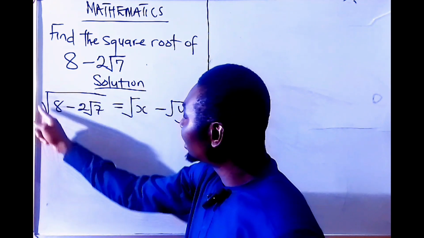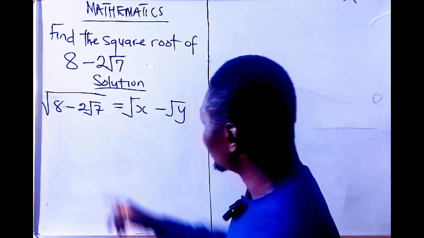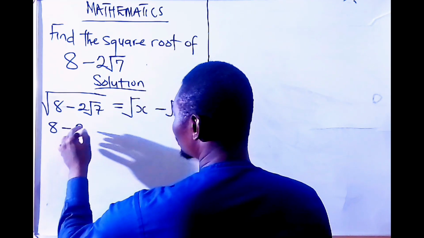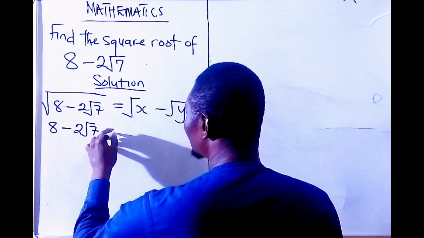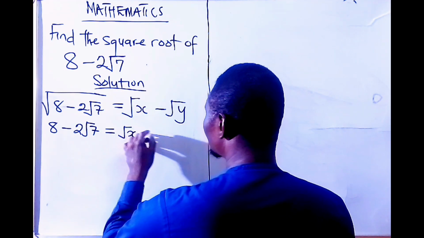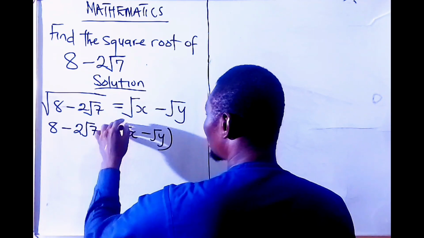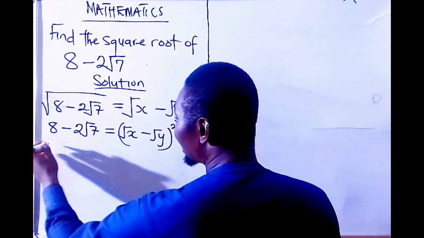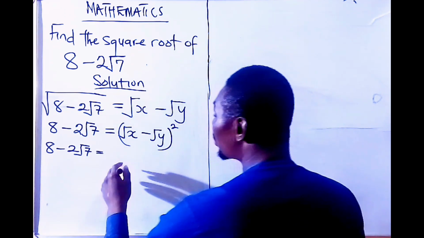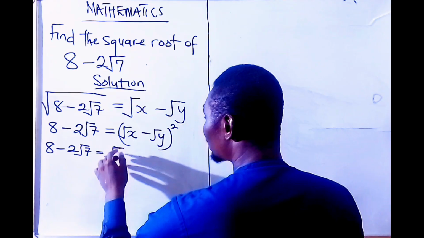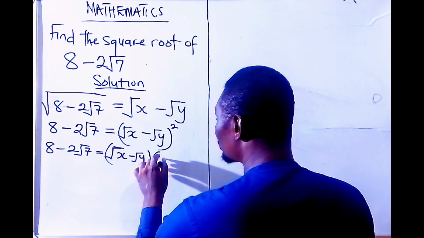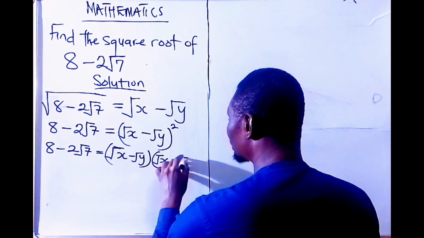So to eliminate the square root, we square both sides. So we have 8 minus 2 root 7 is equal to the square root of x minus the square root of y, all squared. So by expansion, 8 minus 2 root 7 is equal to the square root of x minus the square root of y, times the square root of x minus the square root of y.